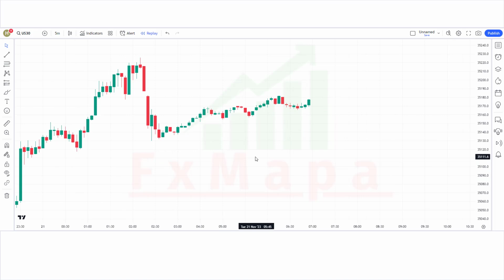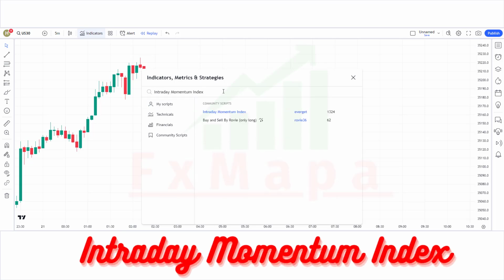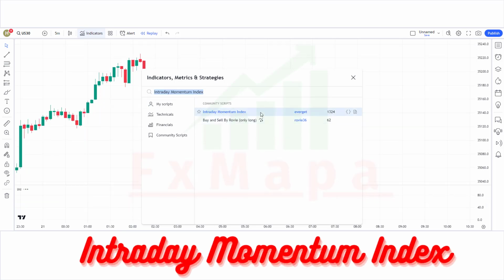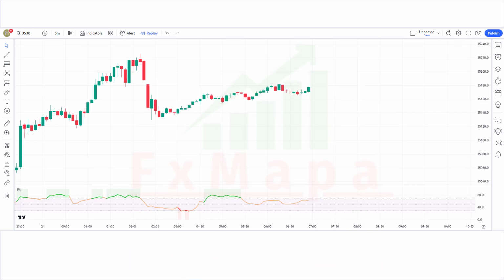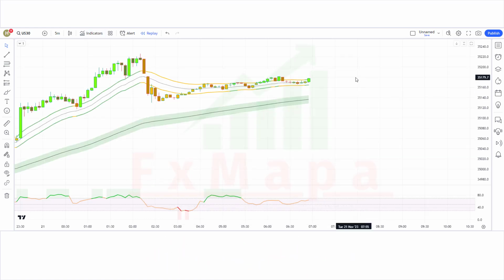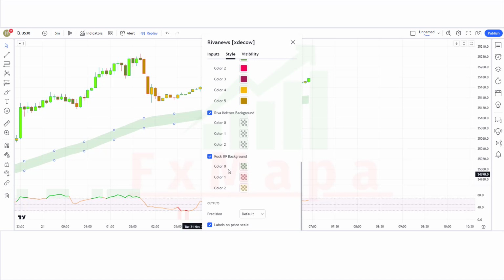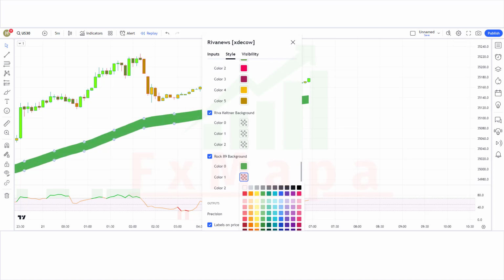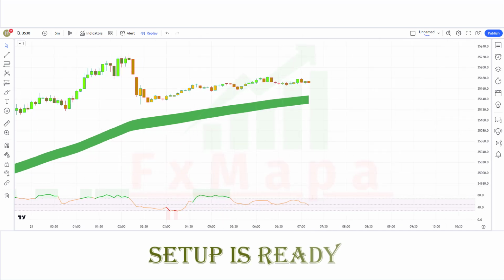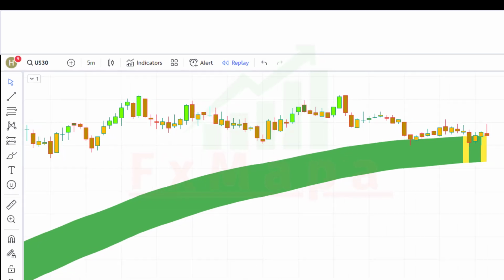So let's get started. In this setup we would require two oscillators. First indicator name is Intraday Momentum Index. Second indicator name is Riva-Keltner. Keep the indicator settings as I have shown here. Setup is ready. We are going to test this strategy on 5 minutes time frame in S30 chart.